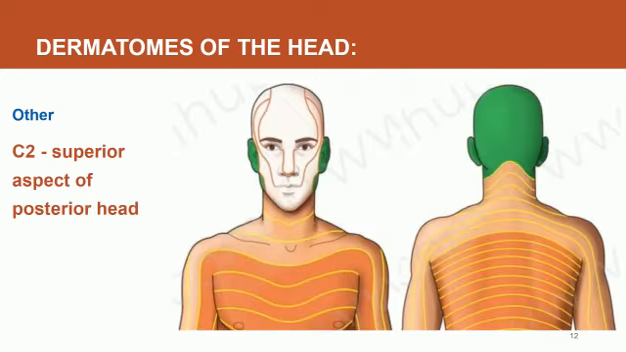Starting with C2. The C2 covers the posterior aspect of the head in a C shape, and it goes from one ear posteriorly to the other ear.